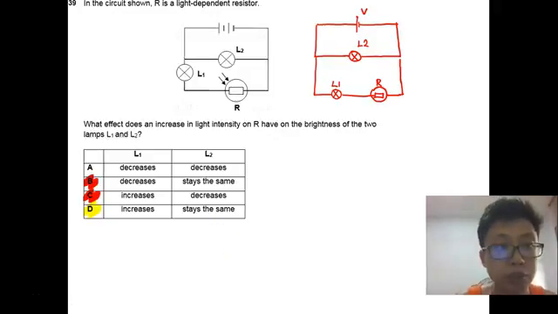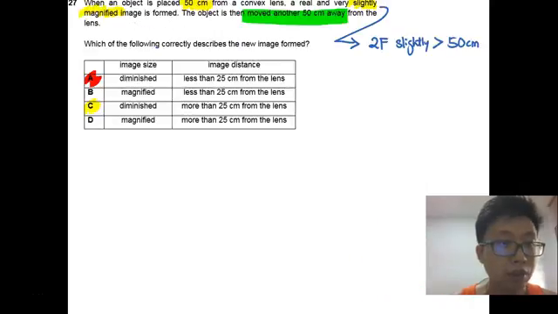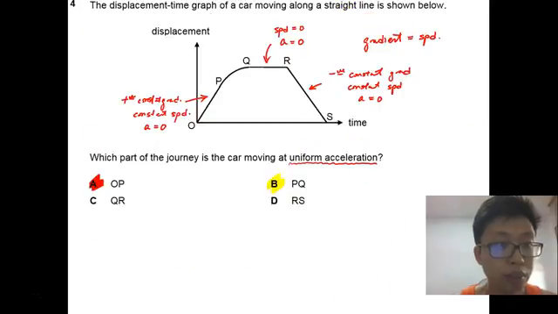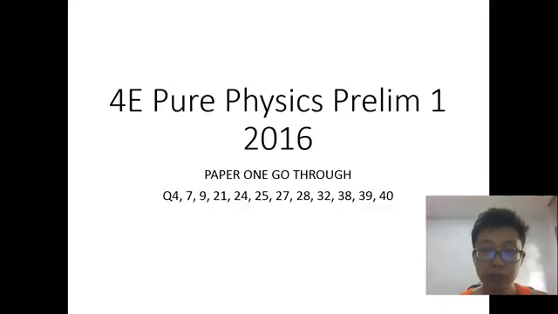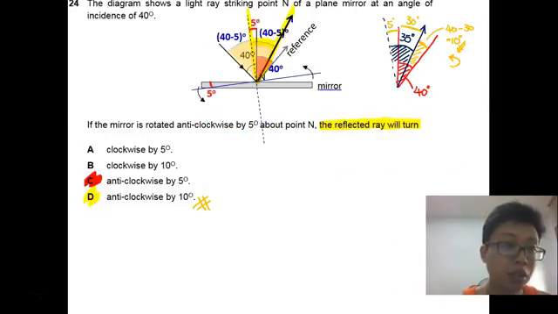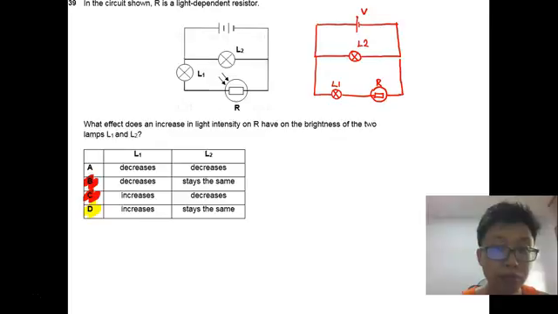Okay, we will continue with question 39, and for this video we will cover the last few questions of paper 1, which is 39 and 40, so it's going to be a short one. So let's begin with 39. Question 39 is actually a potential divider involving a light dependent resistor.